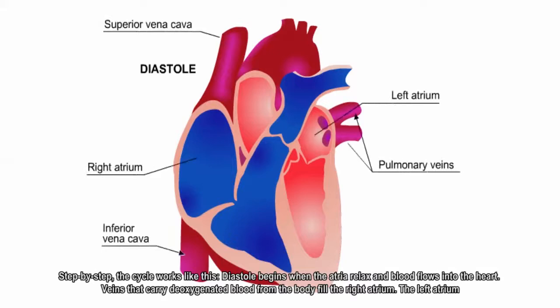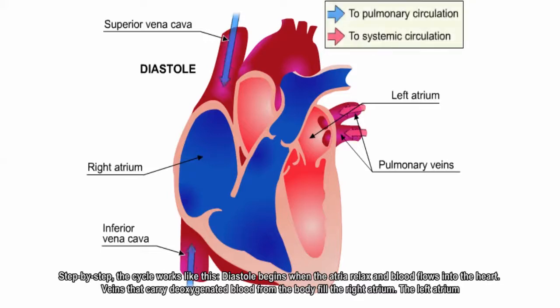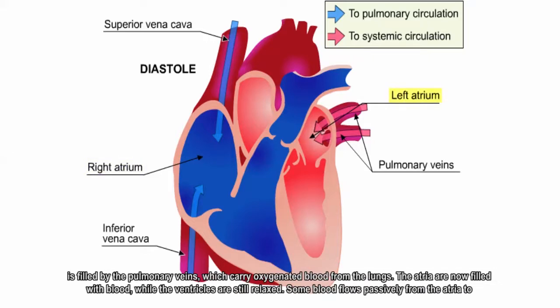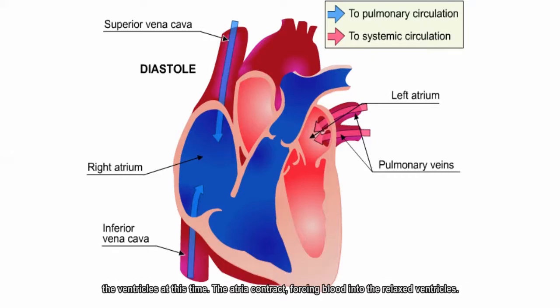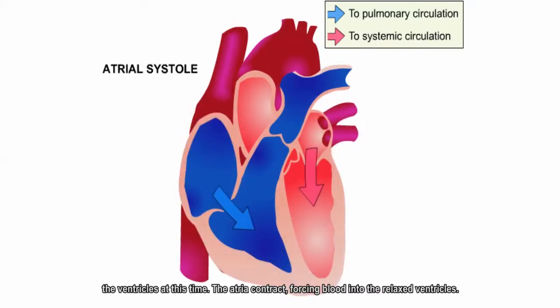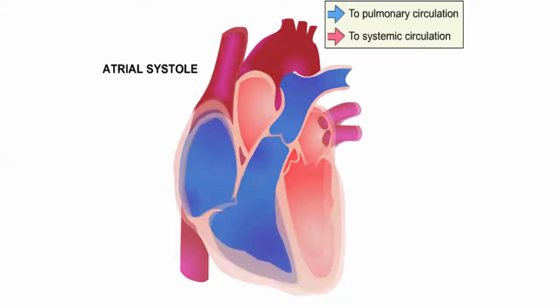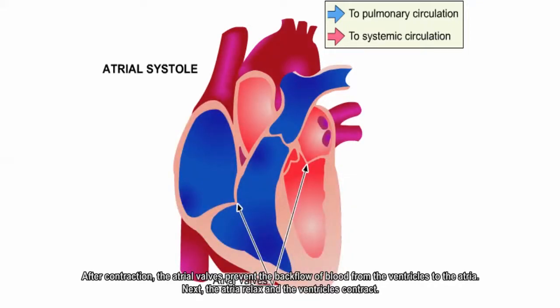Step by step, the cycle works like this. Diastole begins when the atria relax and blood flows into the heart. Veins that carry deoxygenated blood from the body fill the right atrium. The left atrium is filled by the pulmonary veins, which carry oxygenated blood from the lungs. The atria are now filled with blood, while the ventricles are still relaxed. Some blood flows passively from the atria to the ventricles at this time. The atria contract, forcing blood into the relaxed ventricles. After contraction, the atrial valves prevent the backflow of blood from the ventricles to the atria.